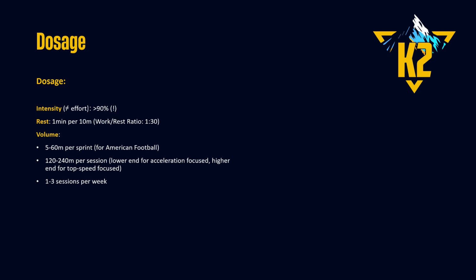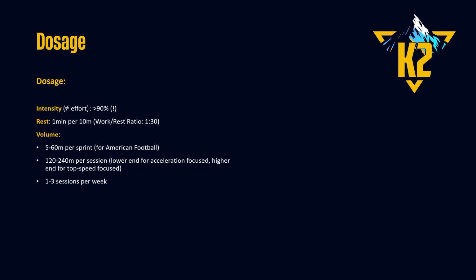Let's talk about dosage. So the dosage for sprinting, as I already said, is a high intensity, at least 90%. And why intensity doesn't equal effort, I'm going to talk about in a second. To ensure this high intensity, we have to have a lot of rest. You can take 1 minute of rest per 10 meters of sprinting as a rule of thumb. If you calculate it, this equals a work to rest ratio of 1 to 30. So for every second that you work, you rest 30 seconds.